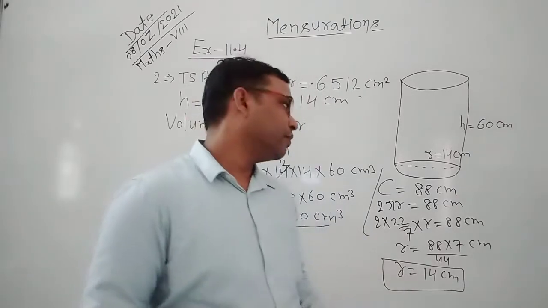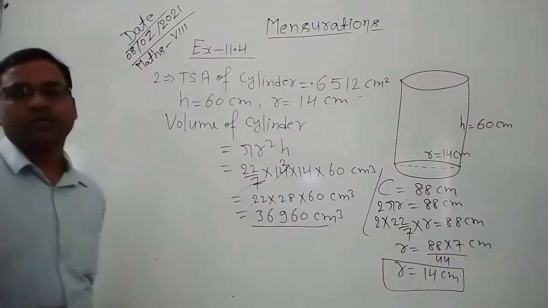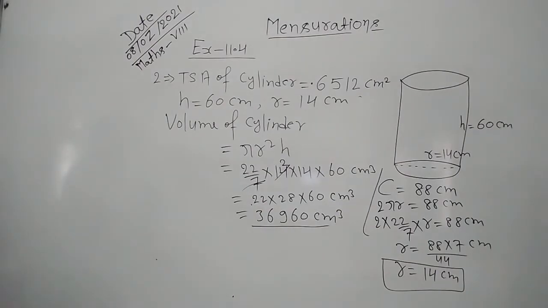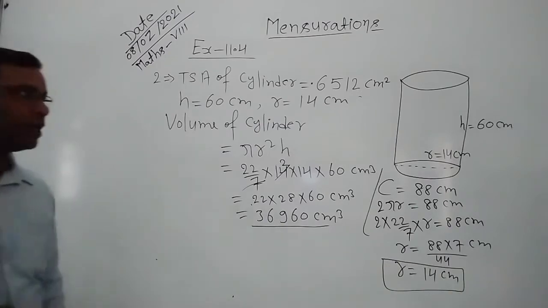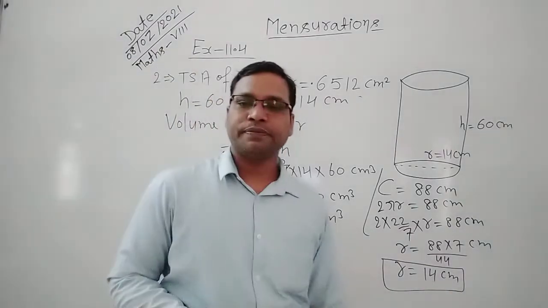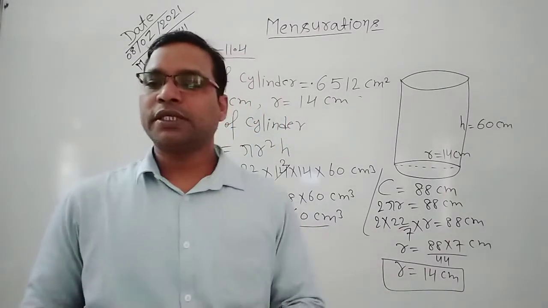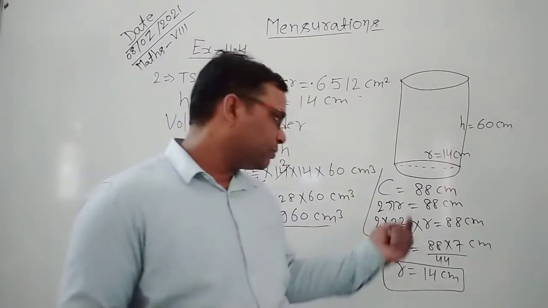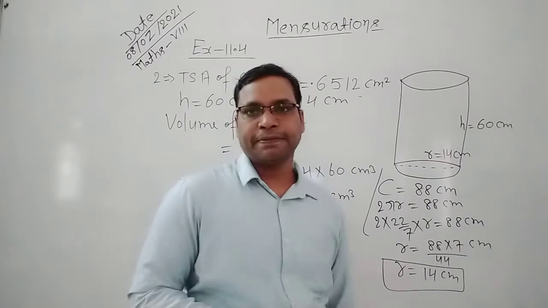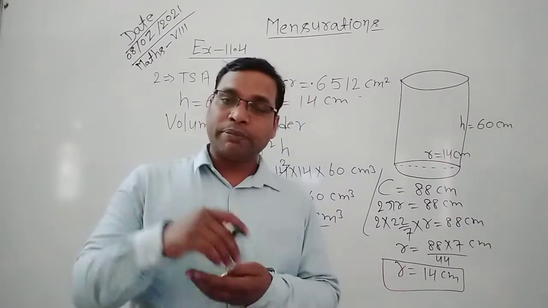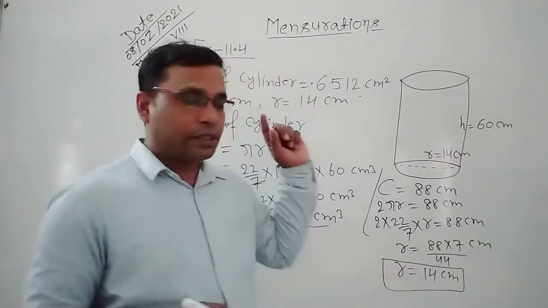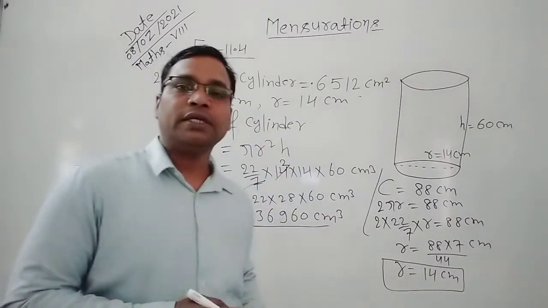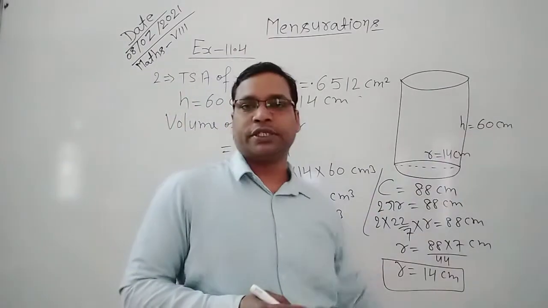Now we are going to discuss next question. Student, in this question, this is given total surface area of cylinder 6,512 and the circumference of its base is 88 centimeter. So from circumference you find its radius, and with the help of radius and total surface area of cylinder we find height of cylinder. This is equal to 60 centimeter.